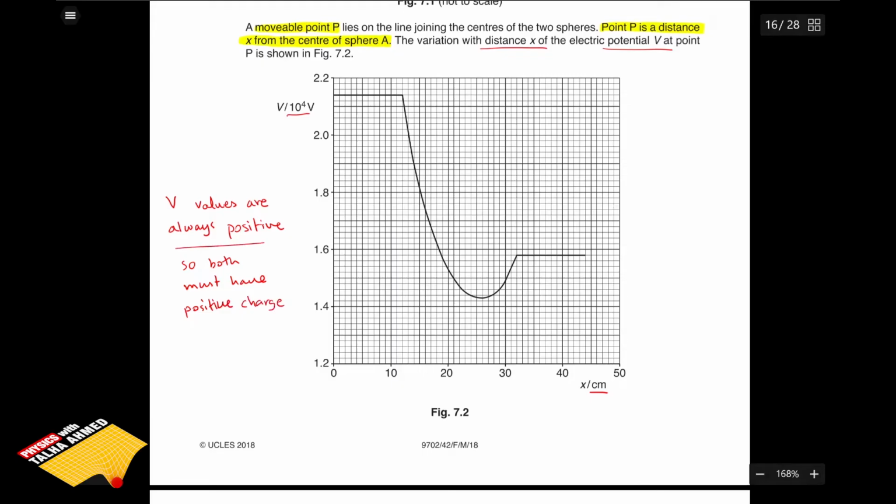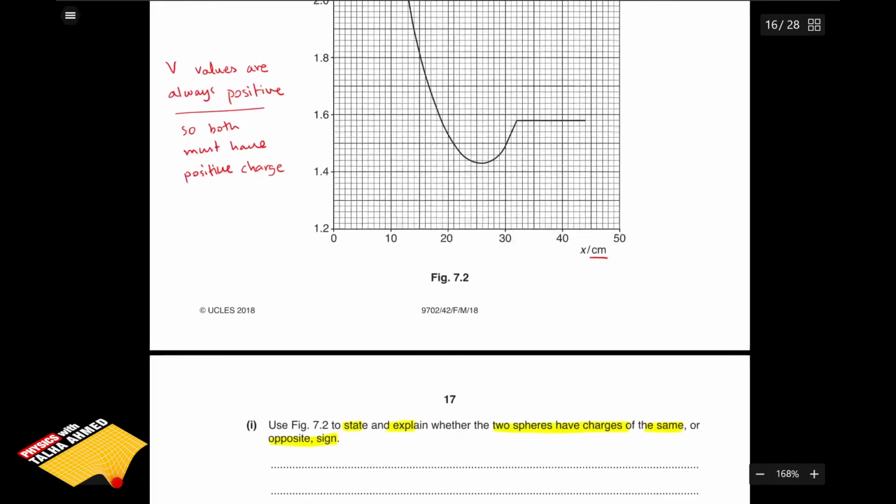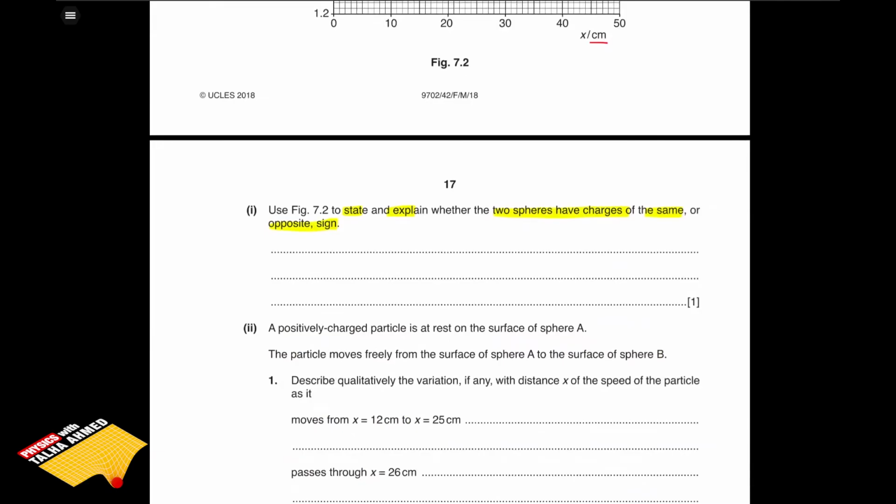But here you can see that the value starts positive, it maybe decreases a little bit somewhere in the middle, but as you go closer to B, the value starts becoming more positive again. So what does that mean? That both of them are actually positive charges. Not only do we know that they are the same charges, but we also know that they are positive charges.